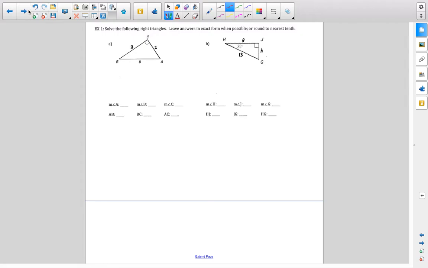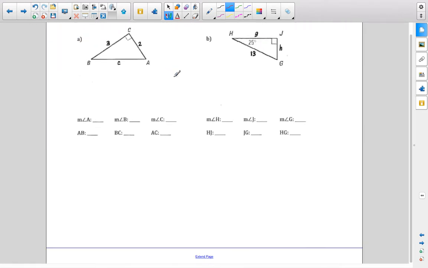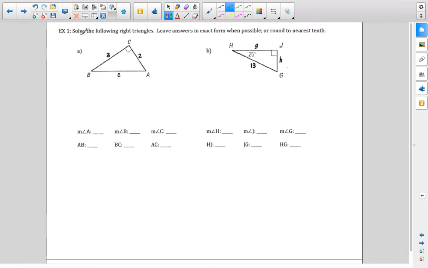Okay, so let's look at these examples here. Let's solve the right triangles. So here, angle A, I don't have, but in order to find angle A, standing here, I'm thinking, okay, 3 is the opposite, 2 is the adjacent, C is the hypotenuse. Since I have opposite and adjacent to find this angle, I can use the inverse of tangent, or tan to the -1, and tell my calculator opposite over adjacent, which is 3 divided by 2.